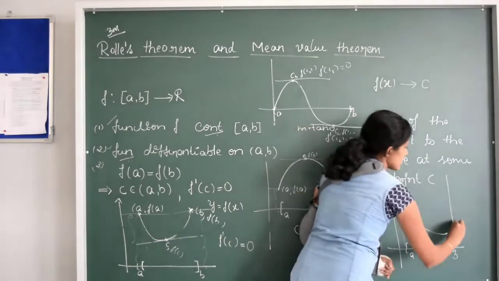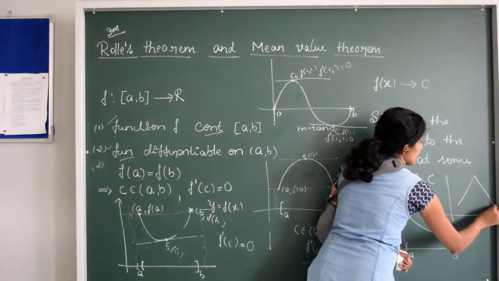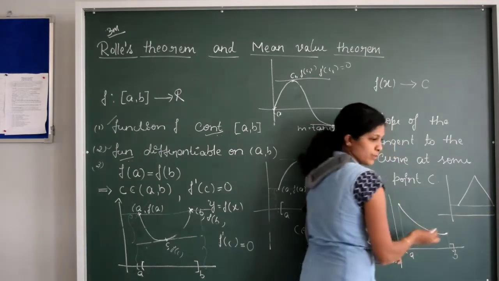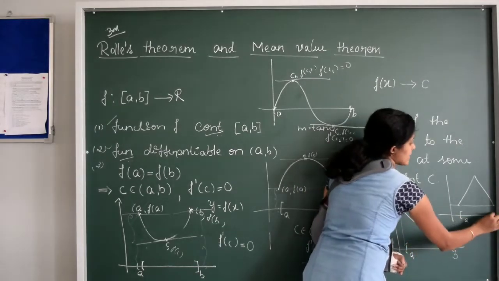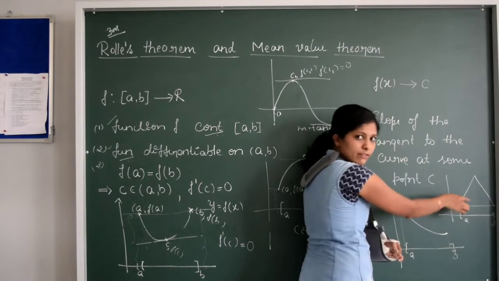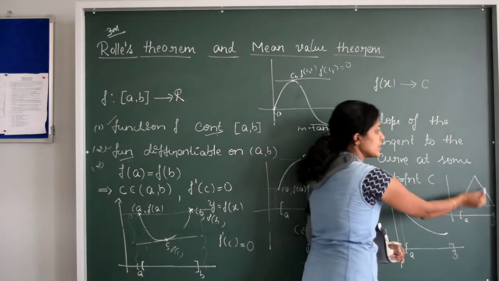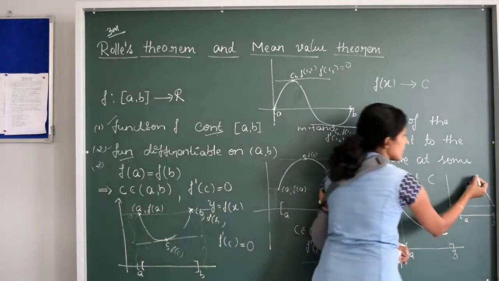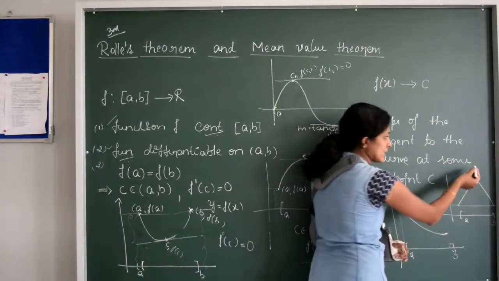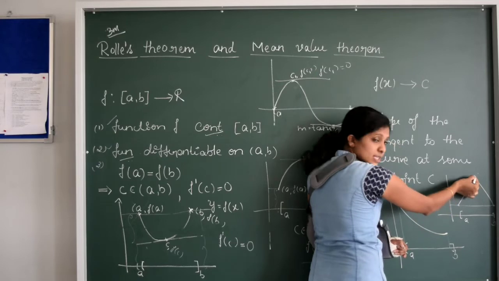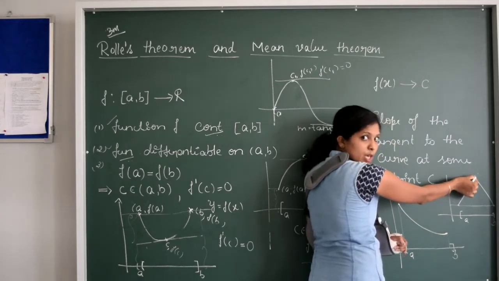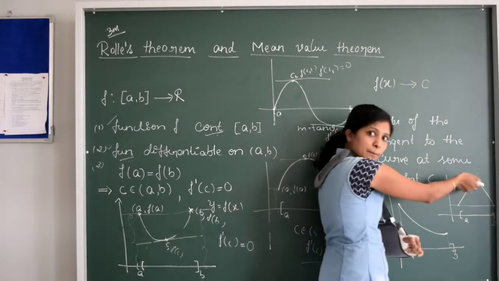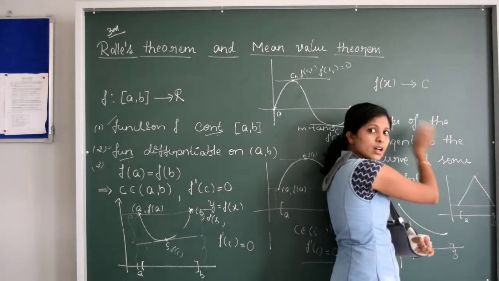Or if we consider the graph like this, now yes, if I consider this as A and this as B, f of A will be equal to f of B. The graph is continuous, but the graph is not differentiable, because here we have one corner point, where many tangents are possible. So at this point the function is not differentiable, so the function is not differentiable on the open interval A comma B. So we can't apply Rolle's theorem.